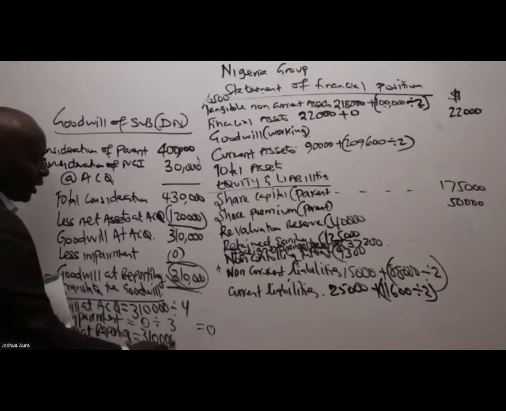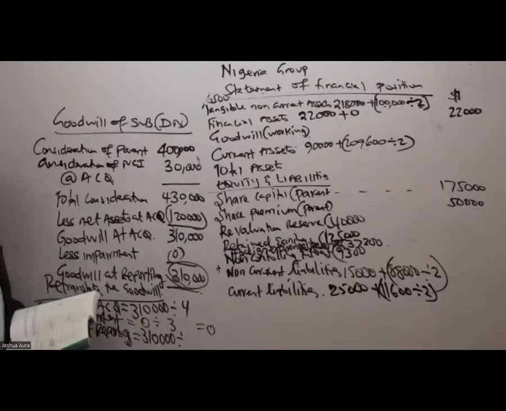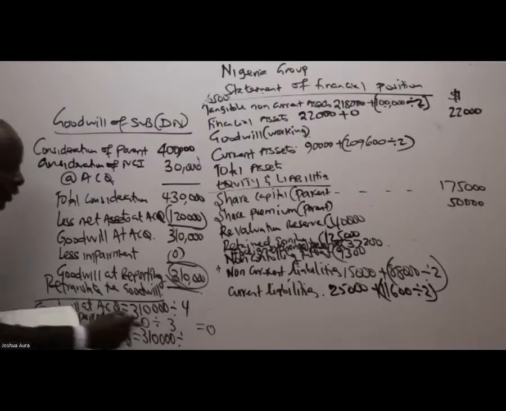So I'll take 310,000. At reporting, I should translate this at what rate, if you're following?